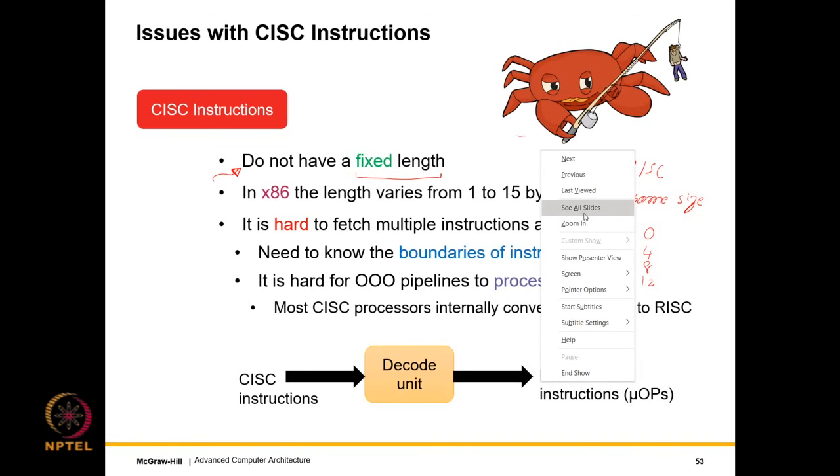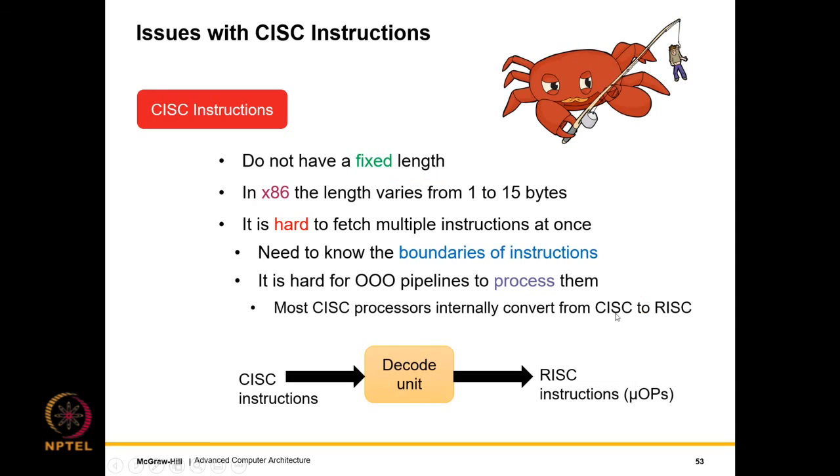In comparison, for CISC instruction sets like the Intel and AMD x86, the length of an instruction varies from 1 to 15 bytes, right?